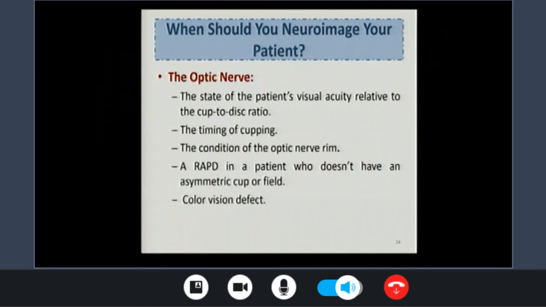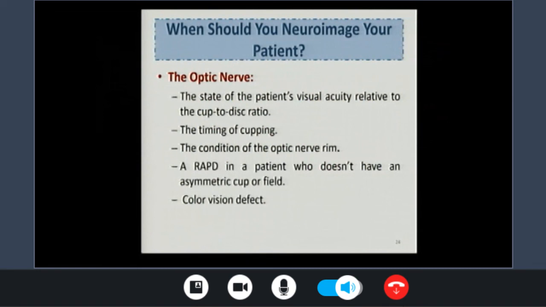The optic nerve rim color is extremely important. Whenever there is pallor of the neuroretinal rim and pallor is more than cupping, then you need to consider neurological causes. However, in glaucoma, usually the rim color is preserved. It's usually pinkish until very advanced glaucoma. It's not until then when the rim becomes pale.